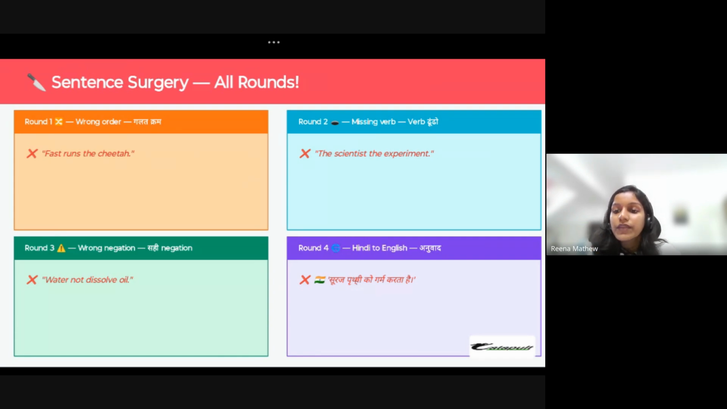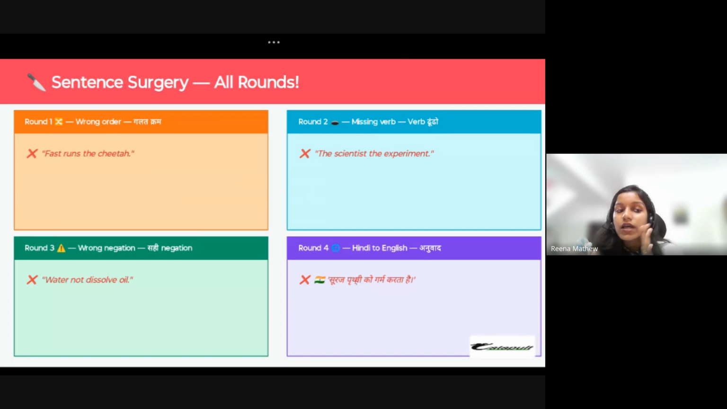Okay. Thank you for the answers. Everyone has started answering already. The question is this: the scientist, the experiment. Ek missing verb hai. Okay, there is a verb missing. It does not make sense. What is the scientist doing? Kriya kya hai? The scientist conducted the experiment. You can say the scientist does the experiment, or the scientist did the experiment, or you can say the scientist has done the experiment.